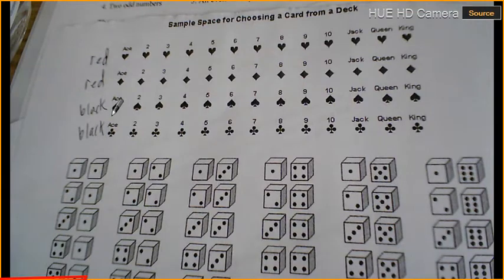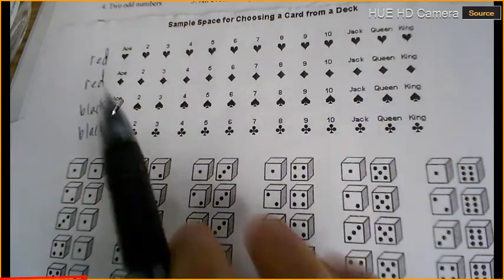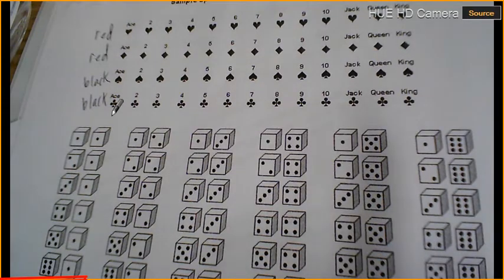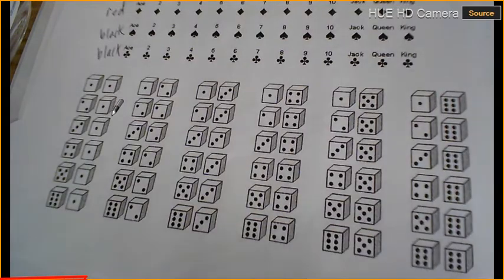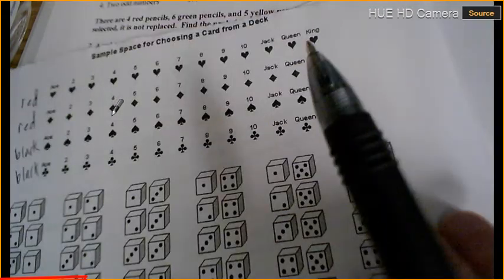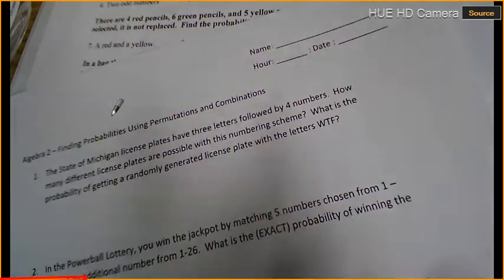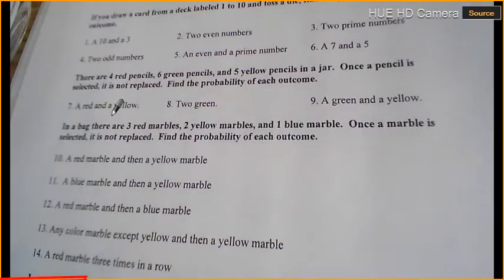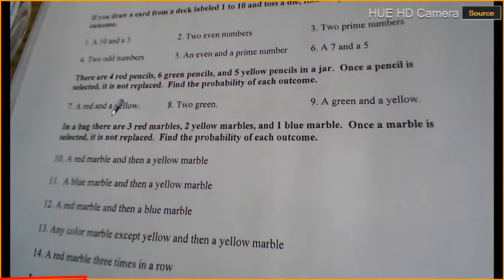Okay, so we have a sample space of all the cards, and then we have one of all the dice. So when we talk about sums of dice, we have this information. Okay? So the first thing we are going to do is some compound events. So I'm looking right here at the Algebra 2 Part 1 Compound Events Worksheet.